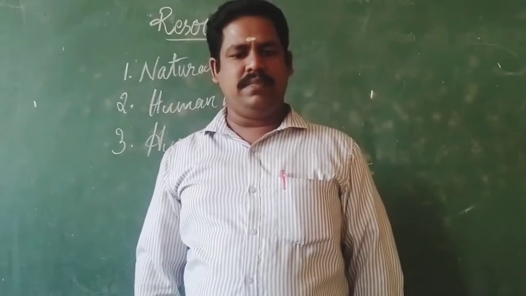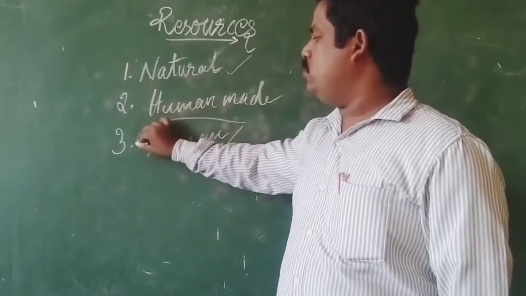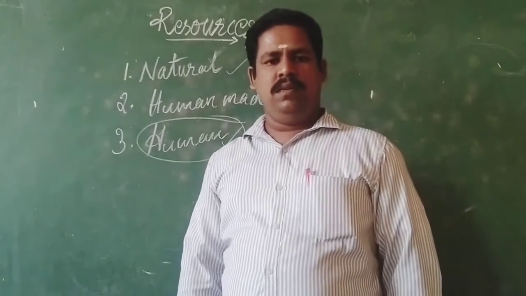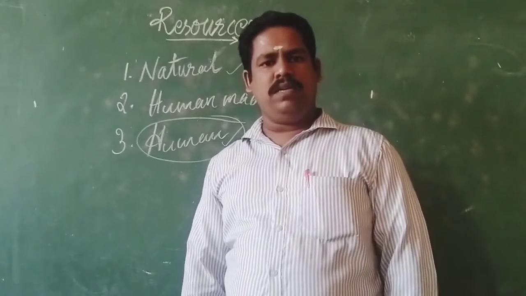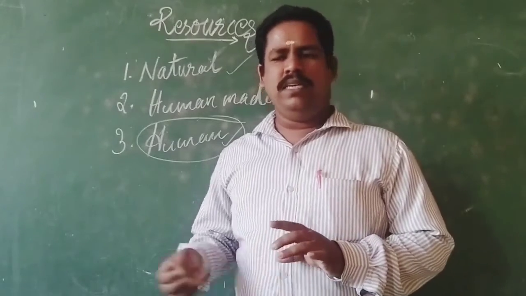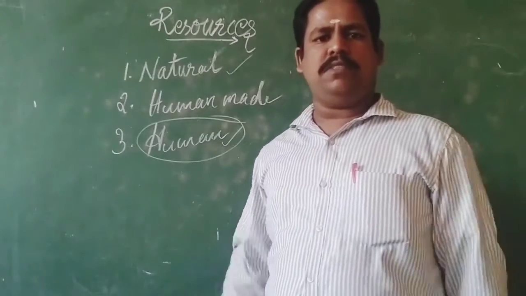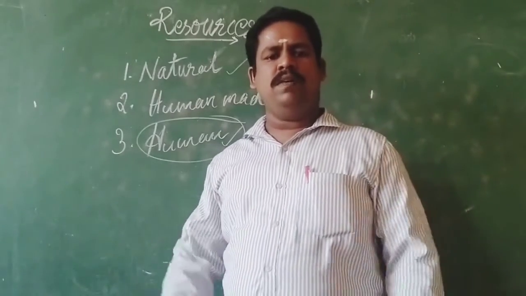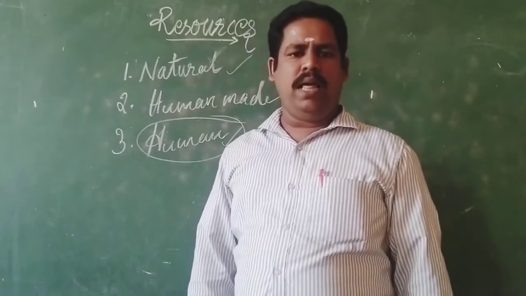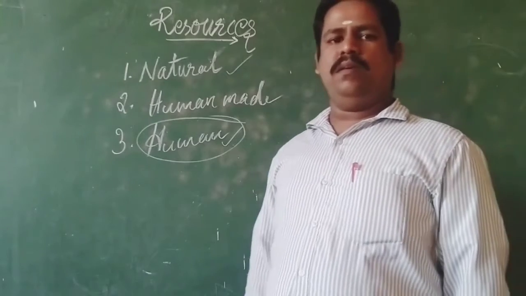The third one is human resource. What is human resource? Without human beings, we won't get human-made resources, right? So here, human beings, the people themselves, are a special type of resource. That is why people are known as human resources, because people are themselves resources.